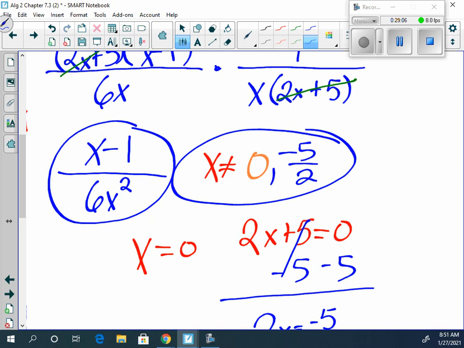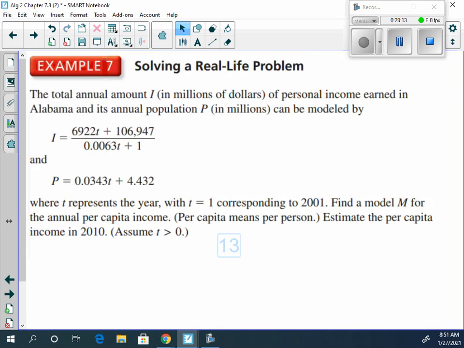Do you want to look at example 7? Example 7. The total annual amount, I, in millions of dollars of personal income earned in Alabama and its annual population, P, in millions can be modeled by these two formulas, where t represents a year with t equals 1 corresponding to 2001. Find a model M for the annual per capita income. Estimate the per capita income in 2010.